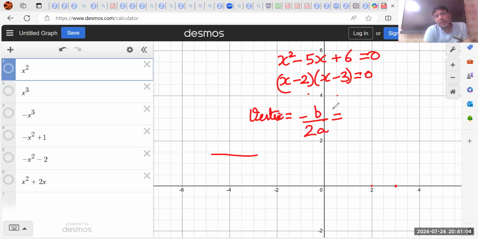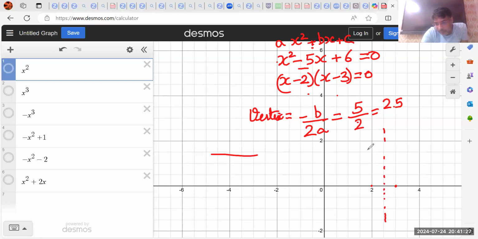So what will be my vertex in this case? Your equation is of the form ax square plus bx plus c. So your vertex will be minus b upon 2a. Minus of minus 5 will be 5. A in this case is 1, so it will be 2 into 1, 2. So it will be 2.5. So your vertex will lie on this line. So your graph will be like this.